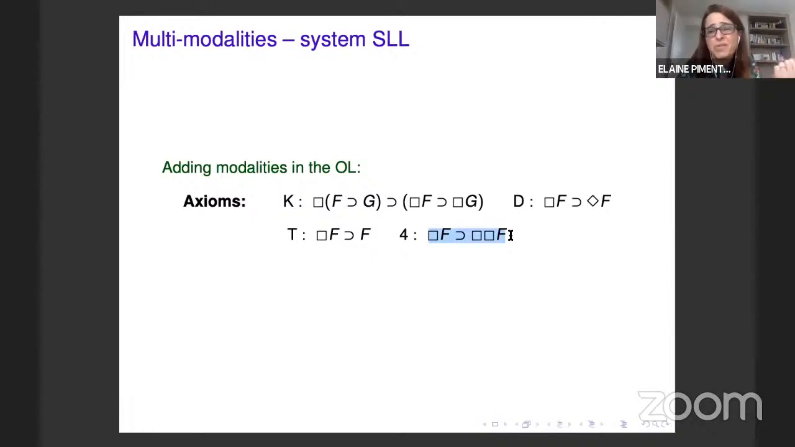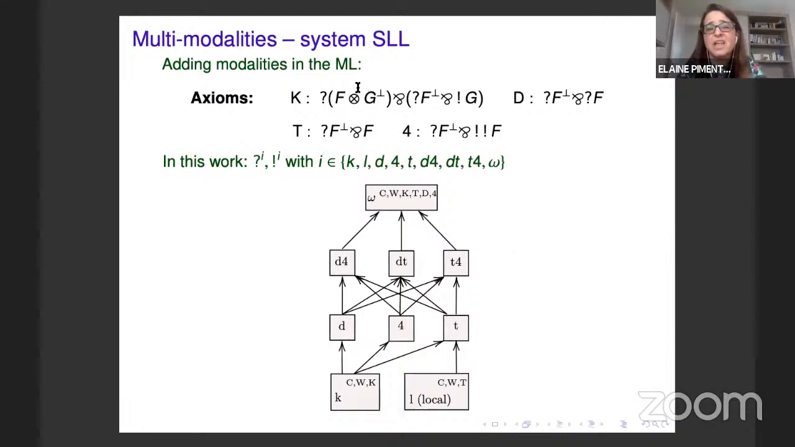So we're going to have the same thing in linear logic. The only thing is that I just put the things in one-sided form. So this is really distributivity of bang with respect to implication. This is really bang implies question mark. This is really dereliction. And this is really that bang implies bang bang, okay? So this is what K, D, T, and four are in linear logic.